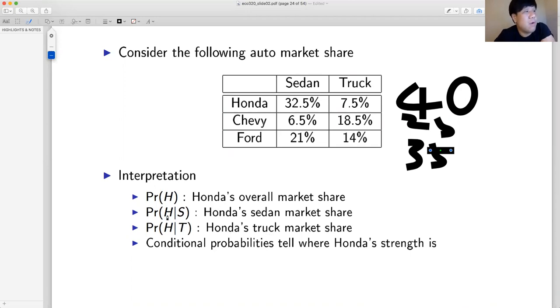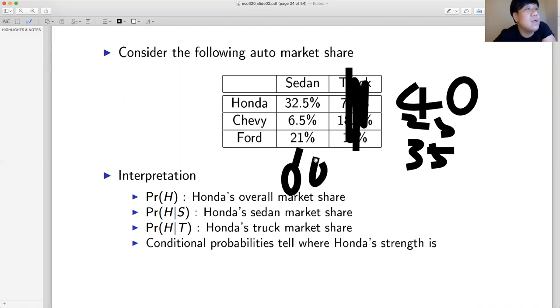So these are all marginal probability. So probability of Honda given sedan. So ignoring truck, what is the probability of sedan? Probability of Honda given sedan. So how did you get that? It's 32.5 over summation of this number, right? Summation of this is what? 39. Is it 39? Yeah, 39 plus this one is what? 60%. So this is 60%. Okay, so we can do this one as well.